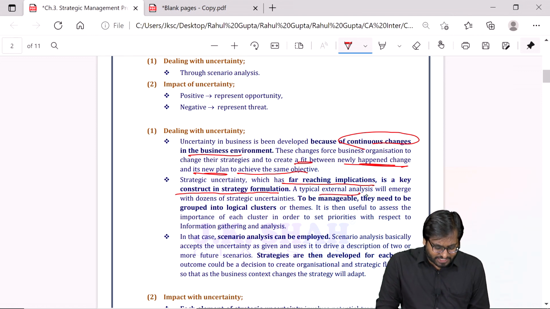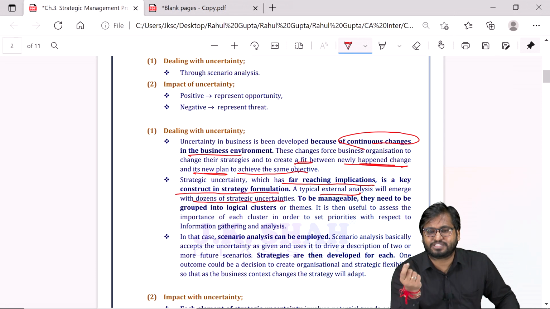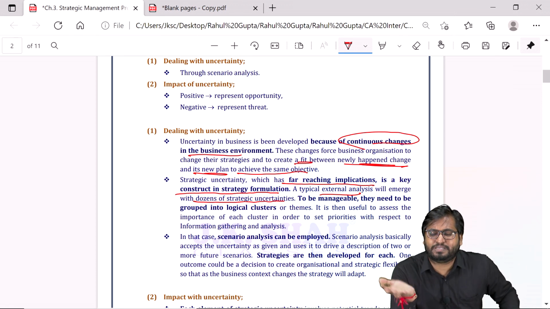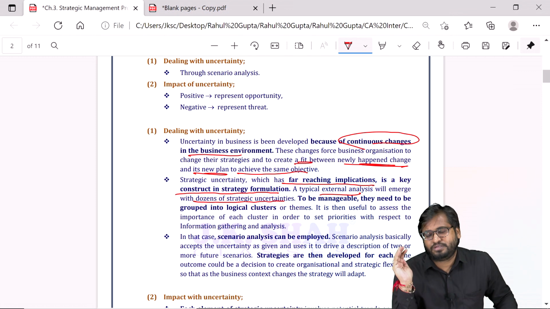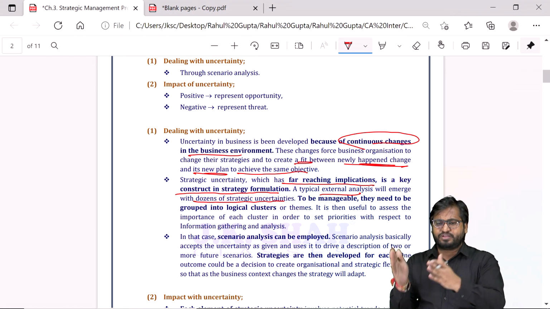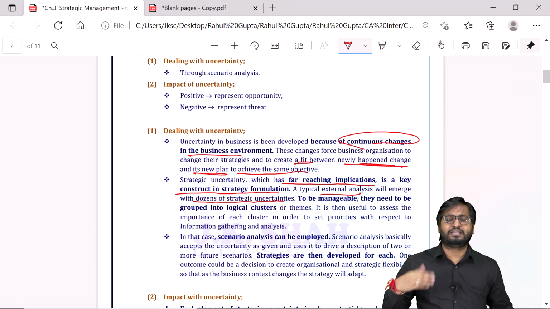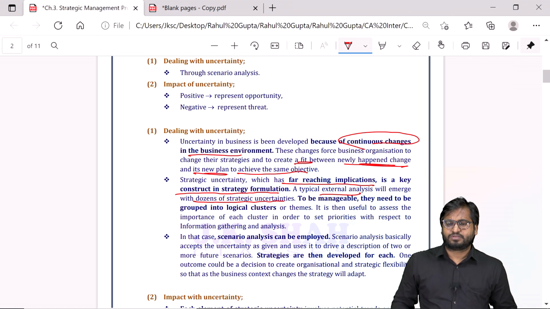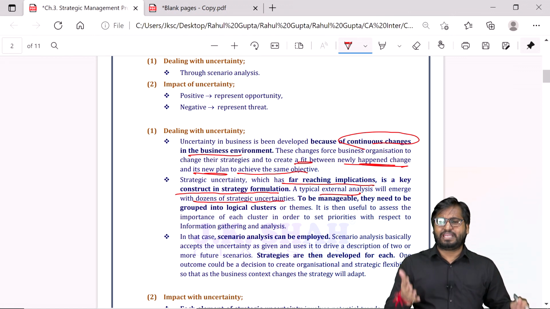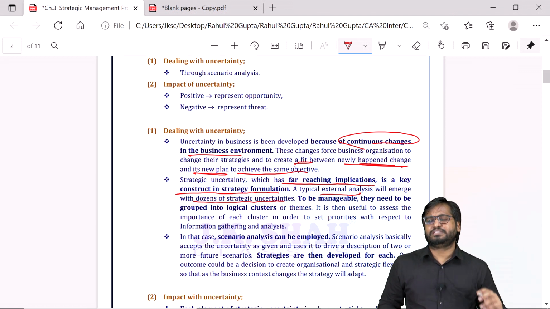A typical external analysis will emerge with dozens of strategic uncertainties. If you are aware of this, external analysis means PESTLE analysis. We all studied this in CA Foundation. In external analysis, we are trying to understand the environment. Don't you think so? Each factor will have lots of uncertainties: environmental factors, legal environment, technological uncertainty. So each factor will have dozens of uncertainties.